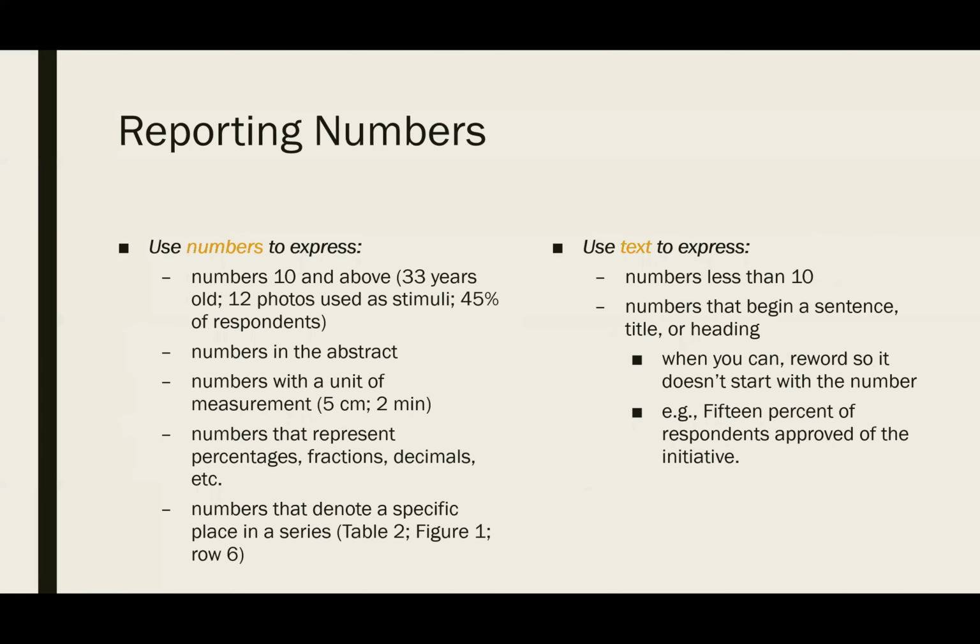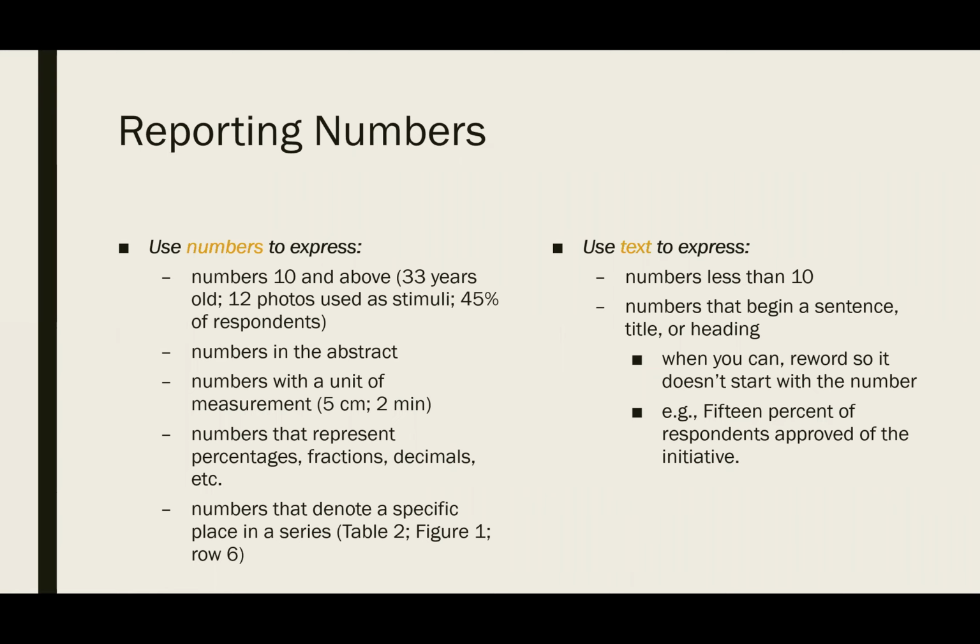So there are also guidelines for reporting numbers in APA format. You use actual numbers to express any values 10 or above, any numbers included in the abstract, often when you're discussing your results or number of participants, numbers with a unit of measurement attached, numbers that represent percentages, fractions, decimals, etc. So you would use a number even if you were talking about a percentage like 6%, which is below 10 numerically, but it's a percentage.